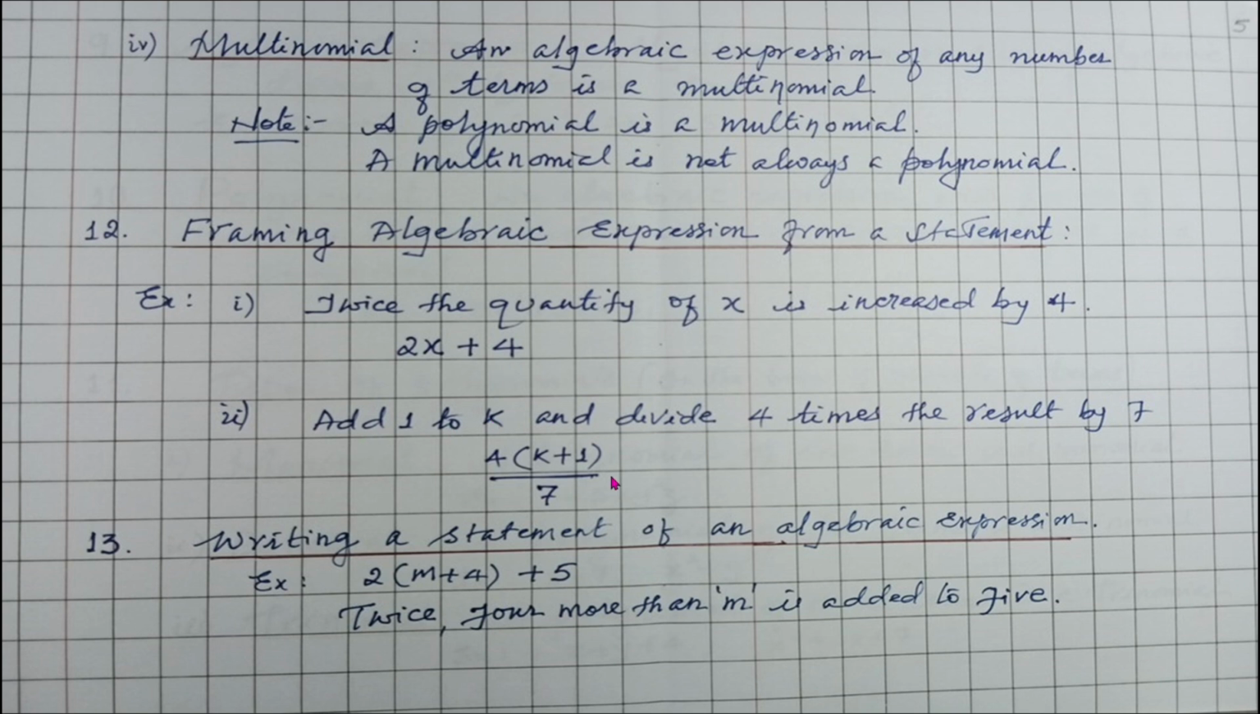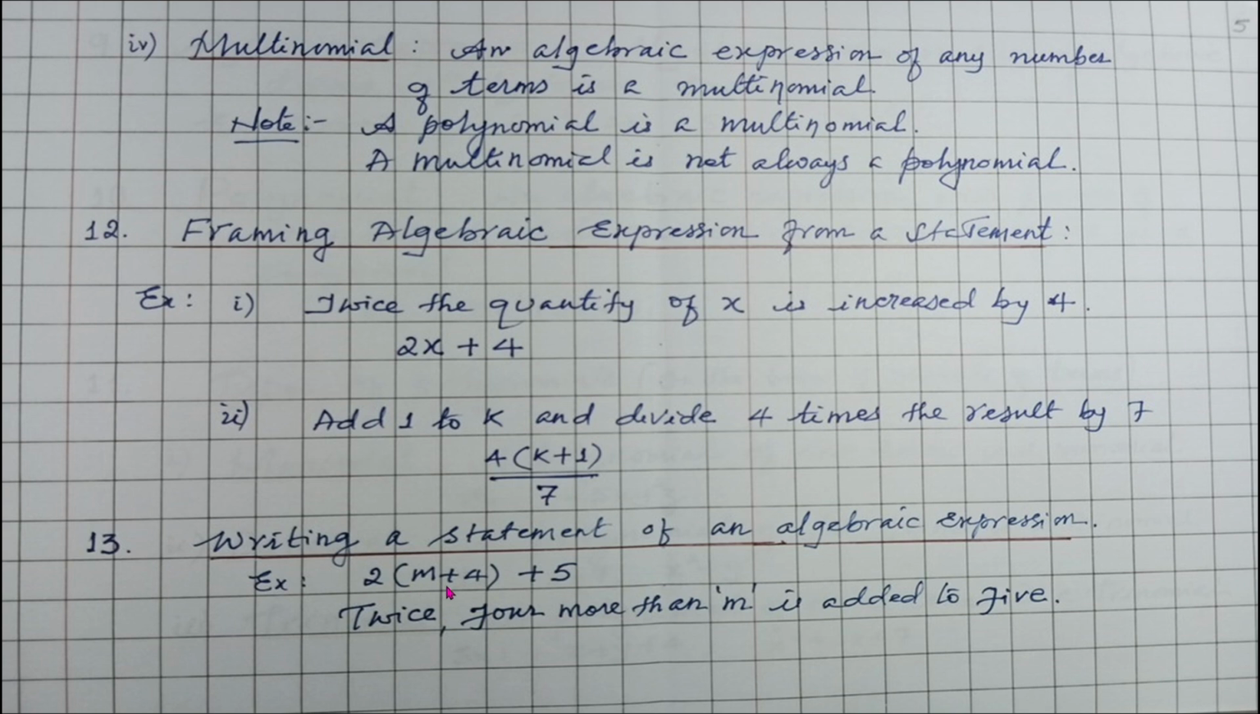Add 1 to k. Add 1 to k, that means k + 1. And divide 4 times the result by 7. We have k + 1 here, 4 times (k + 1), divided by 7. So the statement is to be understood, and this is the algebraic expression of this statement. So we have to learn how to frame algebraic expressions from given statements. These are very useful in calculations.